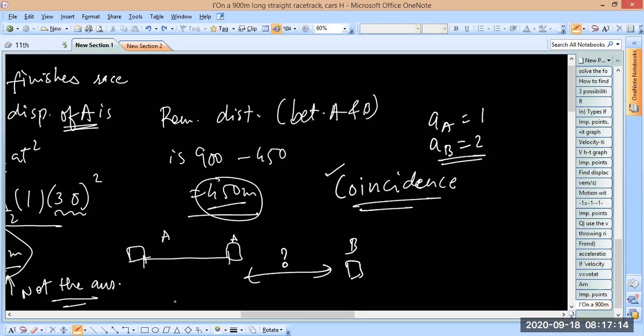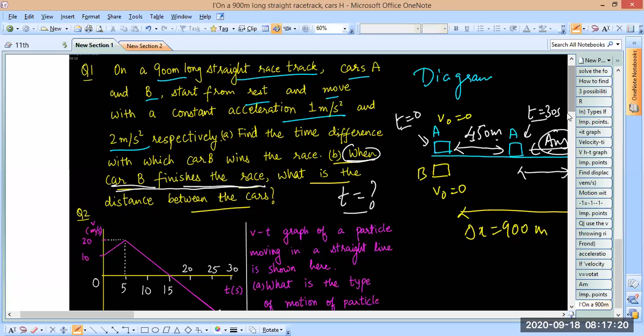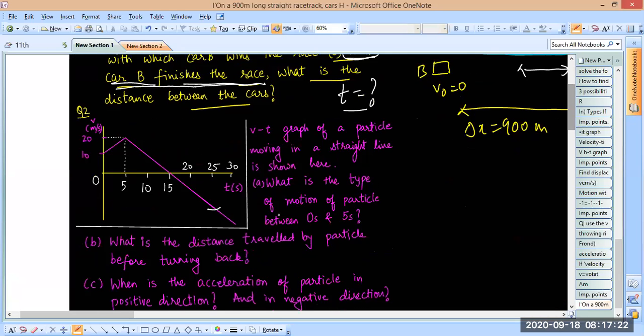All right, fine. So I think that's enough discussion for this question. Okay, let's go to the next. So here we are given a VT graph, and you have to find out what is the type of motion between 0 and 5 seconds. What do you say? Come on. What's your answer? What is the type of motion?